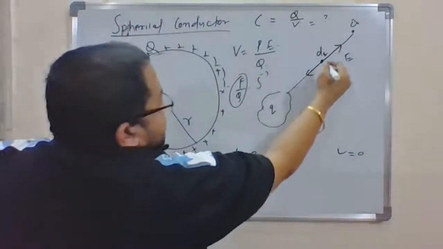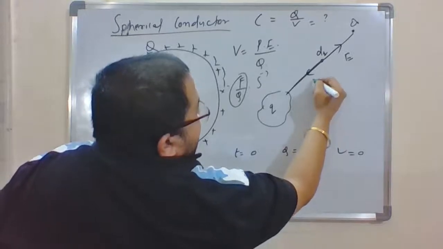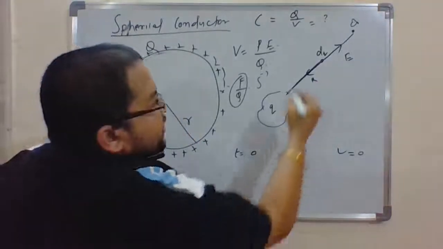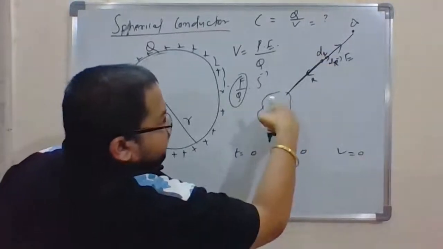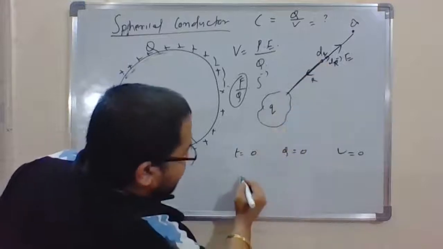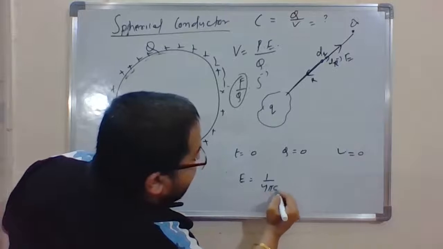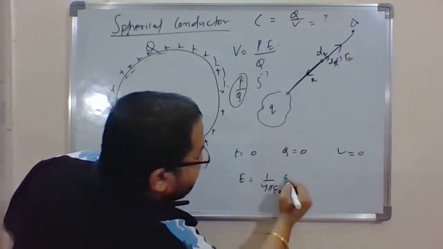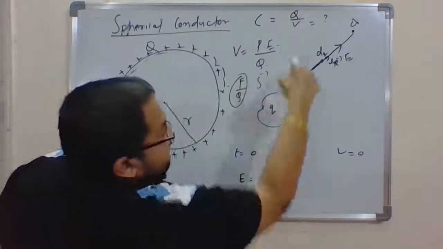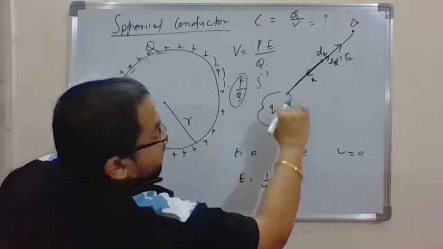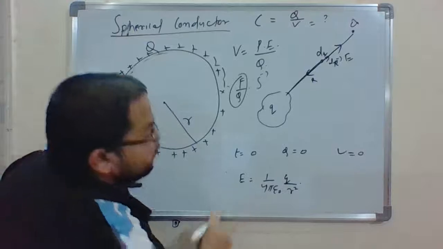So if I am at a distance, suppose r from here, and if I know the potential, then I can say the electric field due to this charge q at this point, E, is nothing but 1 by 4 pi epsilon naught q by r squared, that is kq by r squared. Yeah, this will be my electric field.